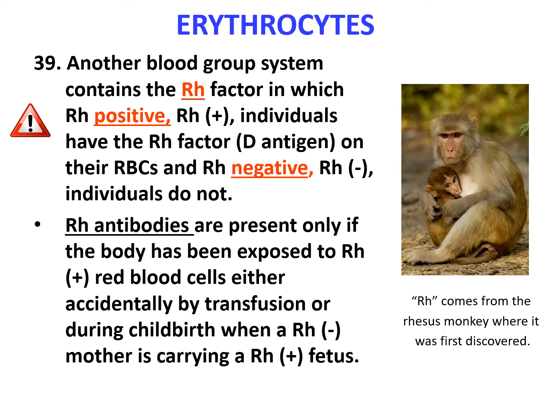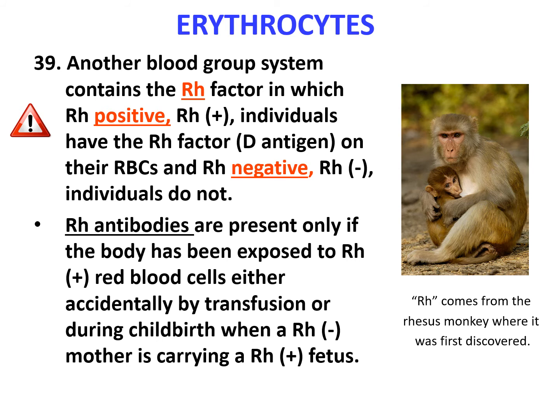So how can this happen otherwise? Rh antibodies are present, okay? We know you do or you do not have the antigen. We're talking about antigens, which are on the surface of the cells, and antibodies, which are in the plasma. So Rh antibodies are only present if the body has been exposed to Rh positive red blood cells, either accidentally by transfusion, or during childbirth when an Rh negative mother is carrying an Rh positive fetus.